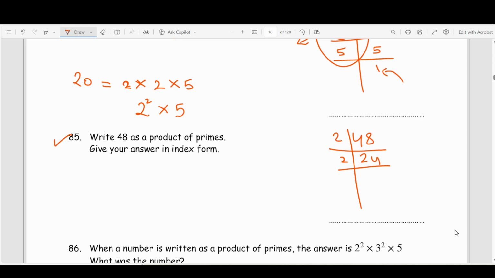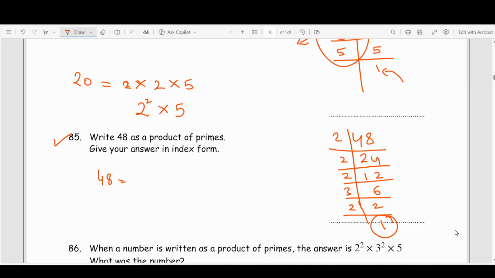Then again we divide 24 by 2. We get 1, 2 divided by 2 is 1, 4 divided by 2 is 2. Again we divide it by 2, we get 6. We divide this by 3, we get 2, and this again we get 2 divided by 2. We need to divide until we get 1.